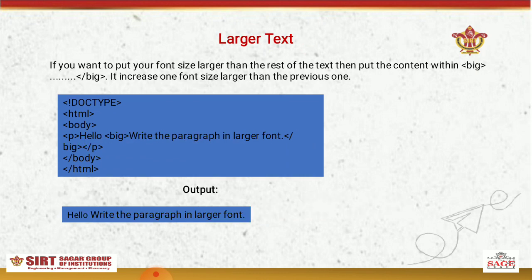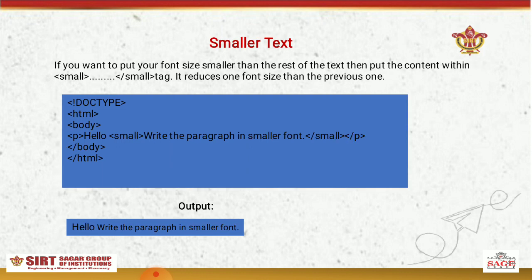Large tag. If you want to make your font size larger than the rest of the text, put the content within the big tag. This is our largest tag example. Smaller tag. If you want to make your font size smaller than the rest of the text, put the content within the small tag. It reduces the font size by one.